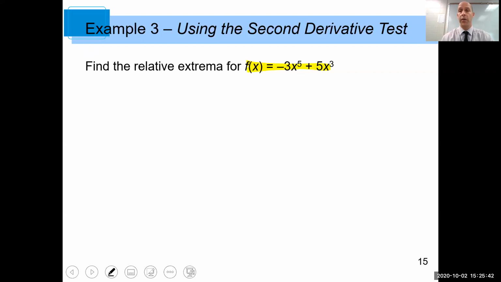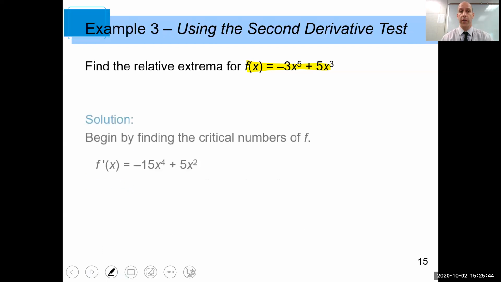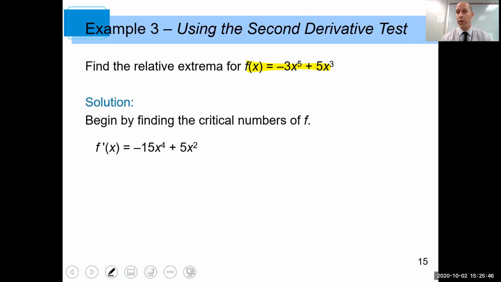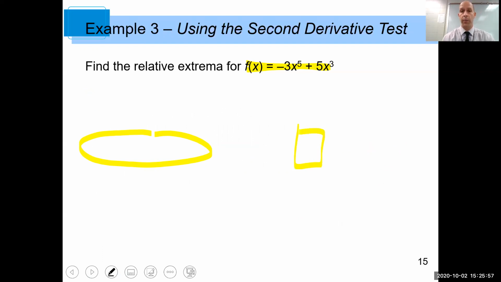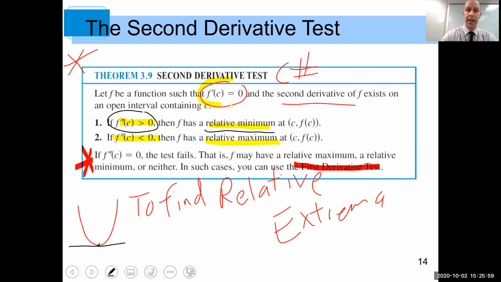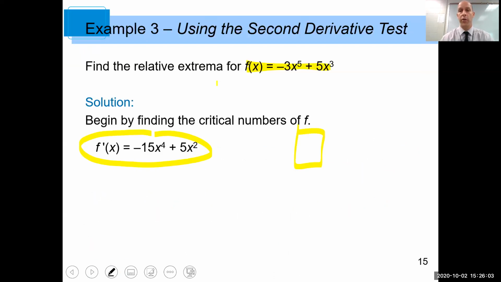So we want to use the second derivative test. Now here's how it works. First thing you want to do is figure out what your critical numbers are. So how do we find critical numbers? Well, we set the first derivative equal to 0 or undefined. Now in this case, we're really only interested in setting it equal to 0, and you might not be sure why that is. Well, that's because the second derivative test requires the first derivative at that value to be 0. So we're only interested in it when it's 0.